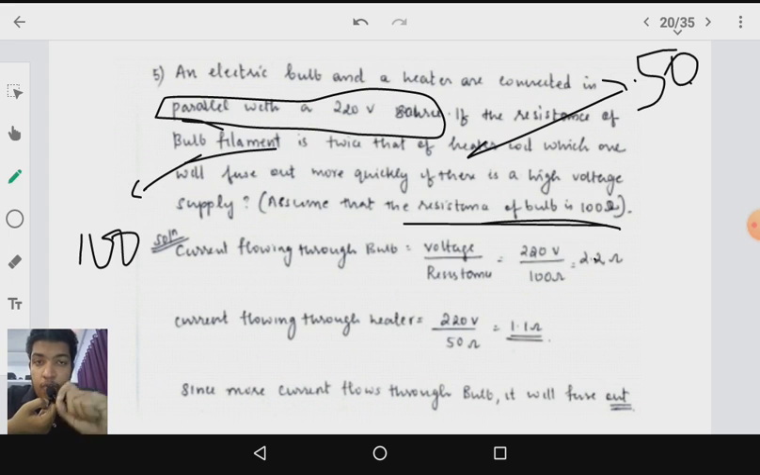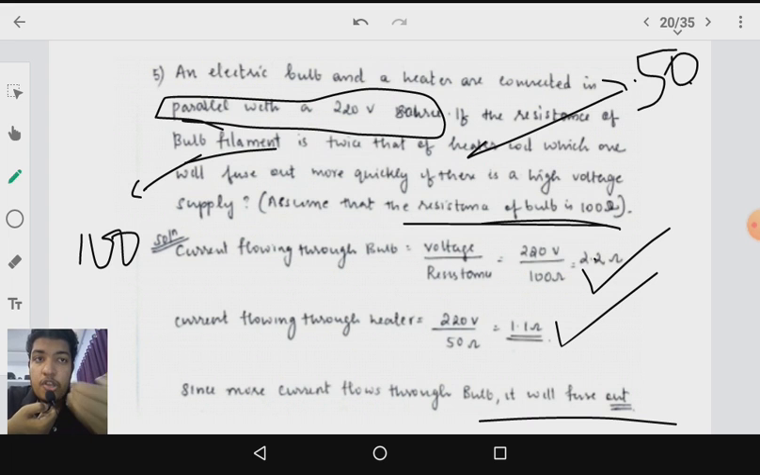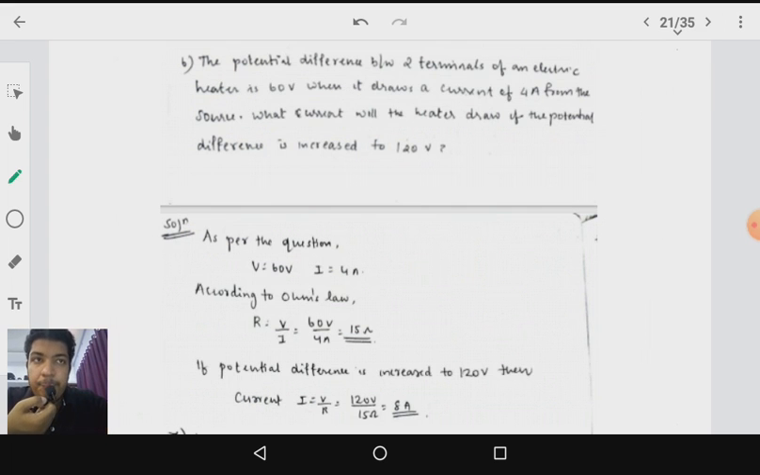Now let us find out what is the current that is flowing through bulb and also current that is flowing through heater. Current flowing through bulb is going to be 2.2 ampere and the current that is flowing through the heater is 4.4 ampere. Since more current is flowing through the heater, first the heater is going to fuse out. So when more current is flowing through something, and whenever there is a high voltage, the device which is drawing maximum current, that is going to fuse out first. So that is why this heater is going to fuse out first. So that is a conceptual question. Please take a note of this question.